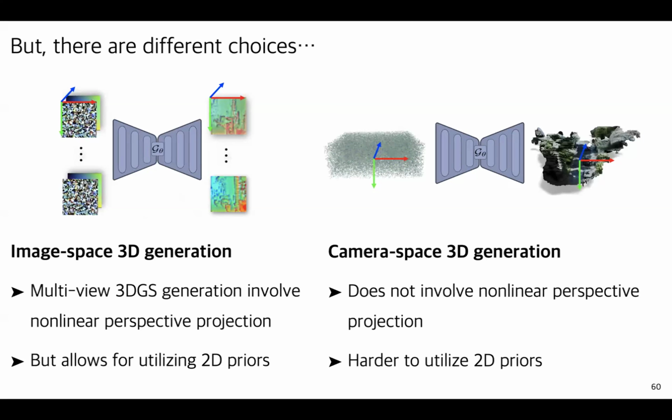So for the left option, the advantage is that it's very easy to reuse the 2D prior for this generation process, because it's kind of like a 2.5D generation task, and you can reuse 2D prior for the generation. However, in order to obtain the 3D scene afterwards, you need to do the nonlinear perspective projection, and you need to then concatenate all the content you generate across scenes, and this may then lead to inconsistency.